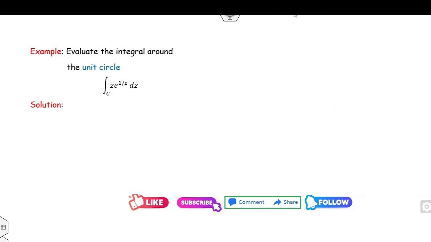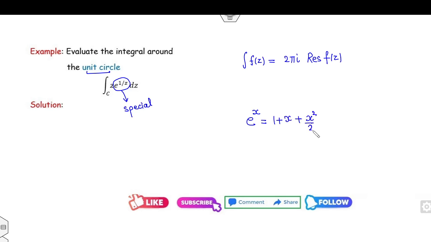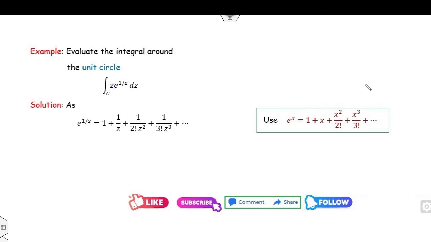Look at another one. Find the integral over the unit circle. You can see that this is a special function. Once it is a special function, I can find the residue of f(z) by using series expansions. Do you know the series expansion of e raised to the power x? 1 plus x plus x square over 2 factorial and so on. In this case, x will be 1 over z. I can substitute x equal to 1 over z in the given series.